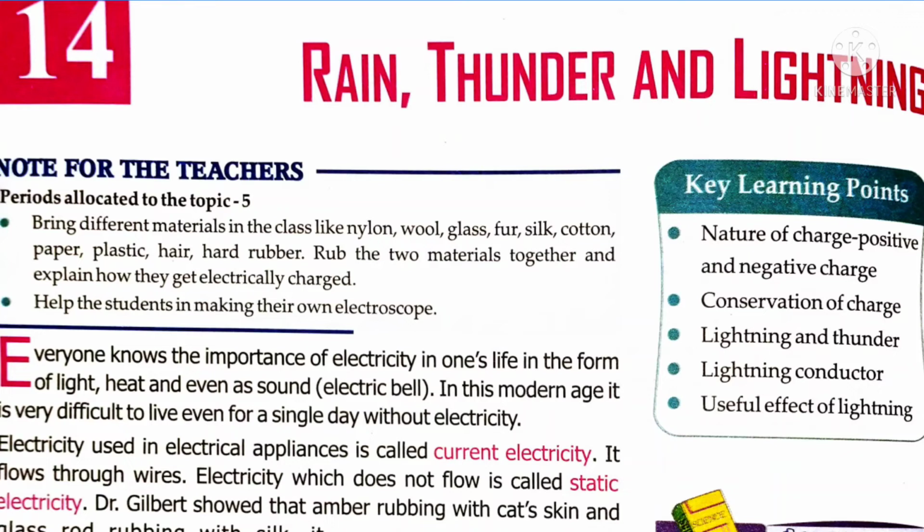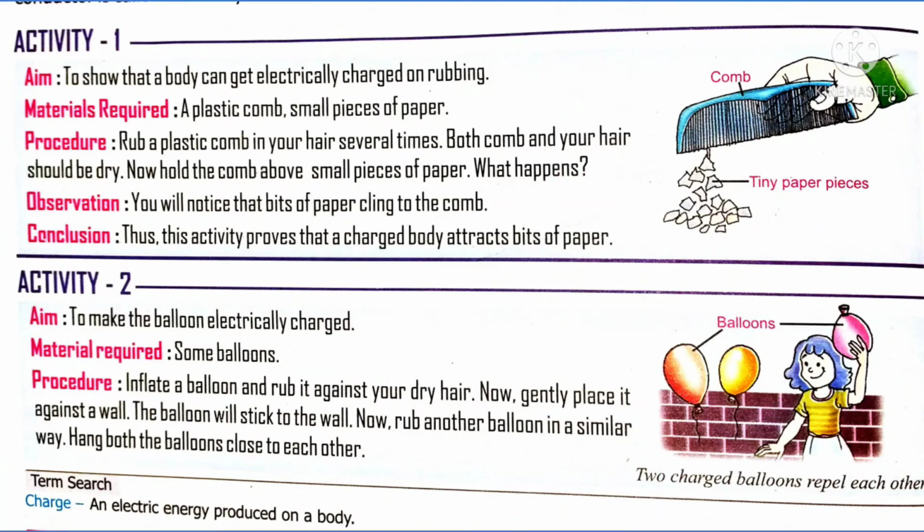Activity 1 is of static electricity, that is electrically charged attraction of small particles. Here you are taking a plastic comb and small pieces of paper. Rub the plastic comb against your hair. The comb attains static electricity because some of the electrons are transferred from our hair to the comb.